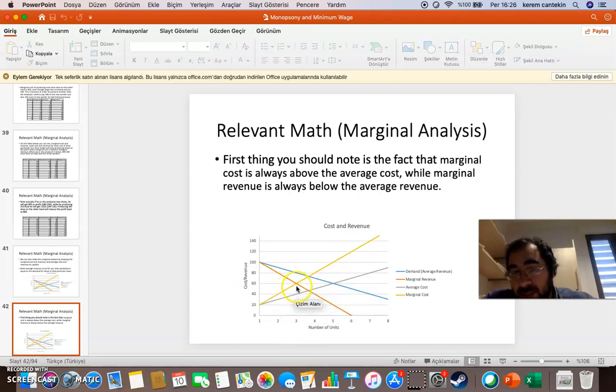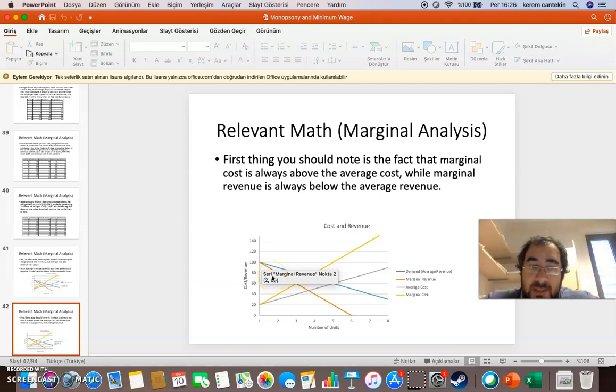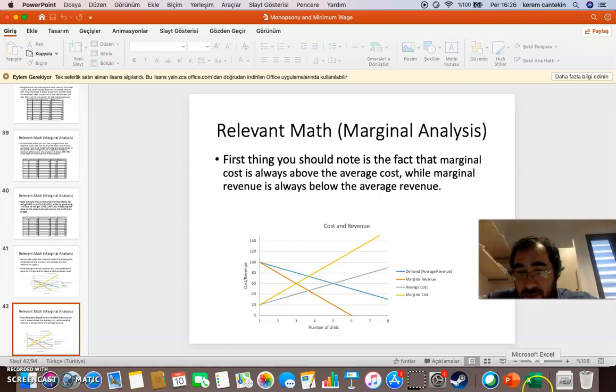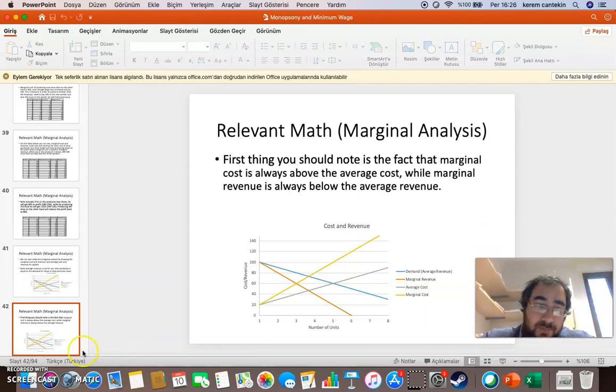You need to draw just roughly. I mean, all the numbers should not be there. So this is how you solve this question. And this is pretty much this week's lecture.